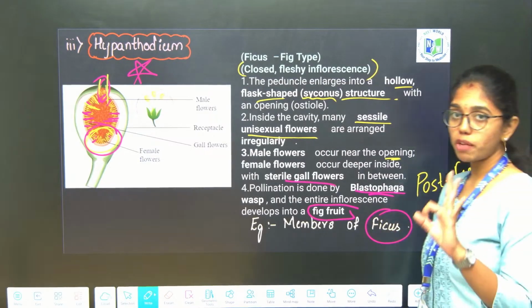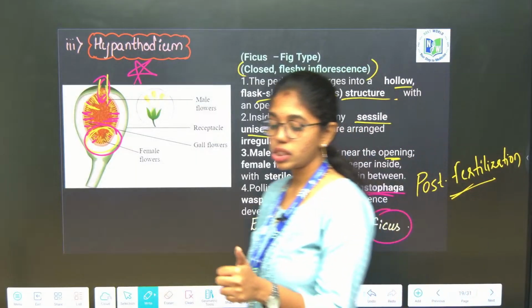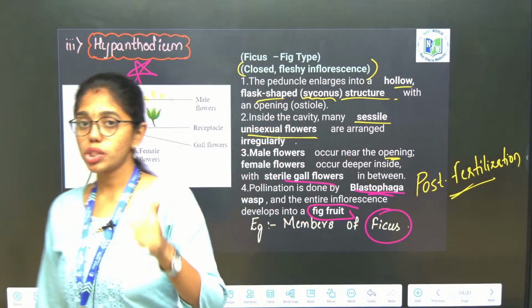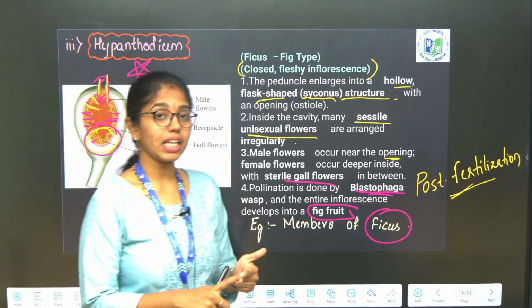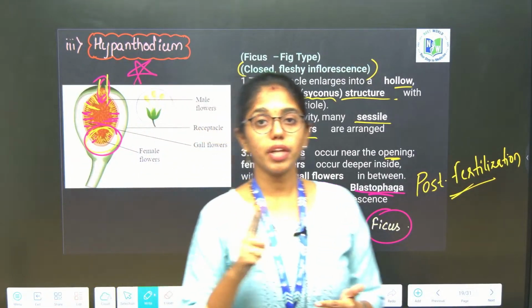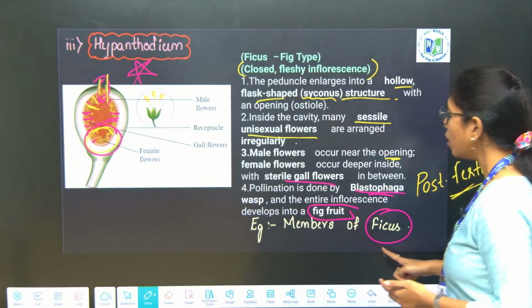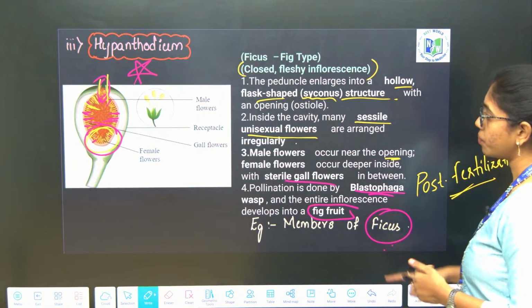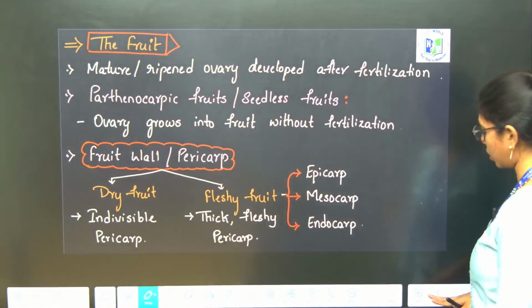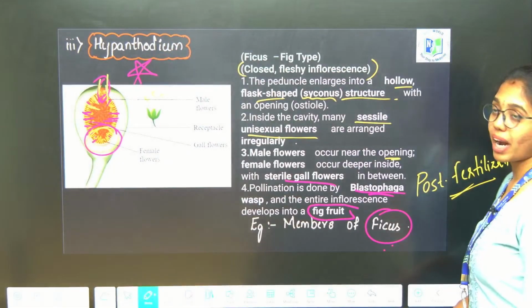So, 3 types of special inflorescences. First is what? Verticillaster, which is observed in Lamiaceae family. Second is Cyathium, which is observed in Euphorbiaceae. Third is Hypanthodium, which is observed in members of ficus. These are 3 types of special inflorescence. So, with this inflorescence part is done, right ma?